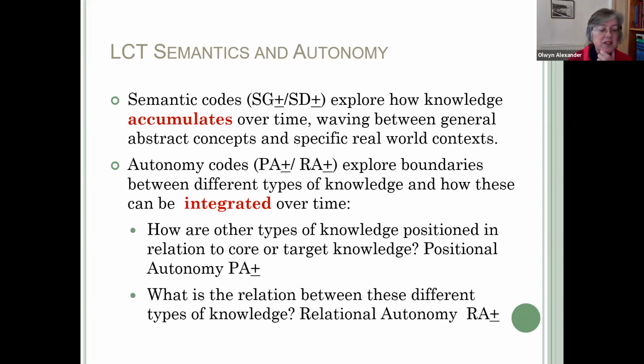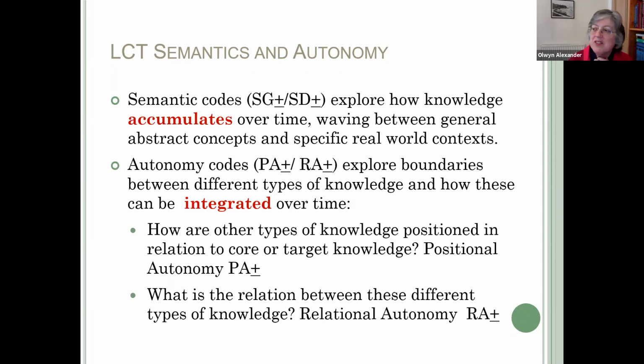So we've seen people are doing lots of good work around the semantic codes, and they look at how knowledge accumulates over time and waves between general abstract concepts and specific real world contexts. And we know that the waving is the important thing to do. So what the autonomy codes do is to explore the boundaries between different types of knowledge and how these can be integrated over time. So this is the integration of knowledge as opposed to the accumulation.